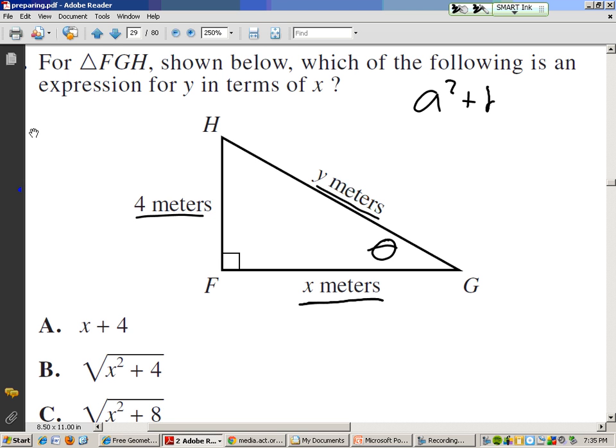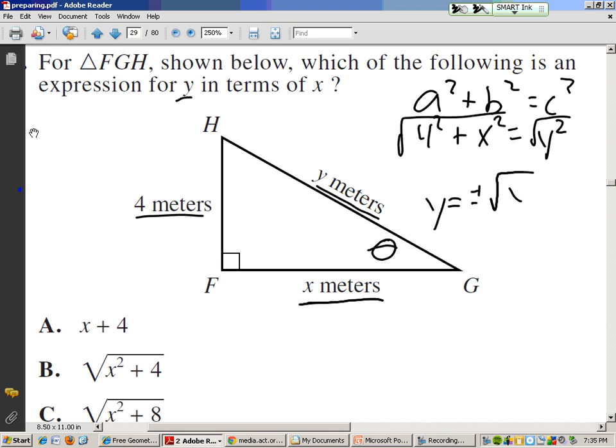A squared plus b squared equals c squared. They want to know y, so solve for y basically. So plug this in and I'm going to get 4 squared plus x squared equals y squared. What do I need to do to solve for y? Square root both sides. And y is equal to plus or minus the square root of x squared plus 4 squared. And they don't have the plus or minus, it looks like.